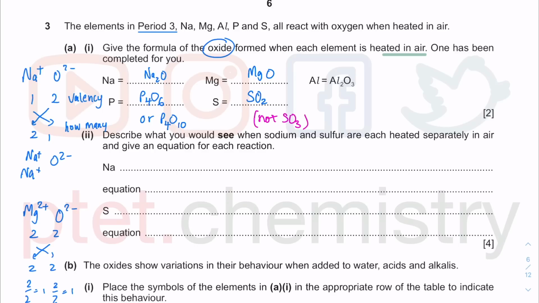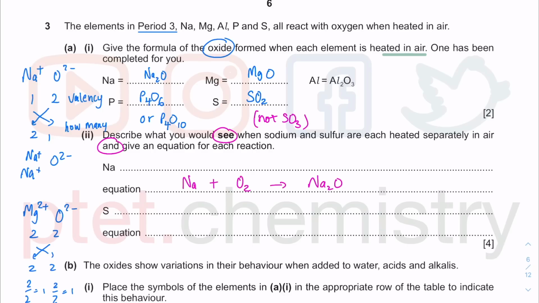In part 2, describe what you would see when sodium and sulfur are each heated separately in air, and give an equation for each reaction. Now the equation is probably the easier one to do first. So sodium plus oxygen, and you will get sodium oxide, Na2O. We've got to balance everything we write.